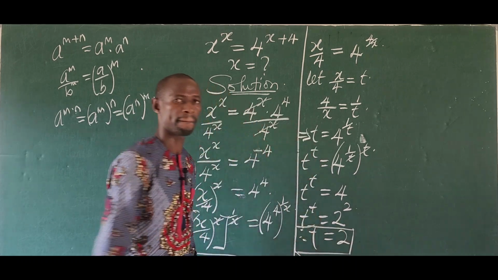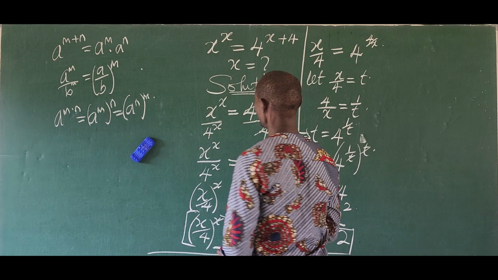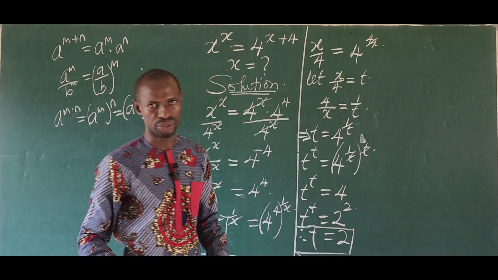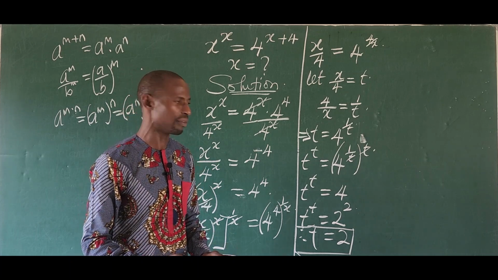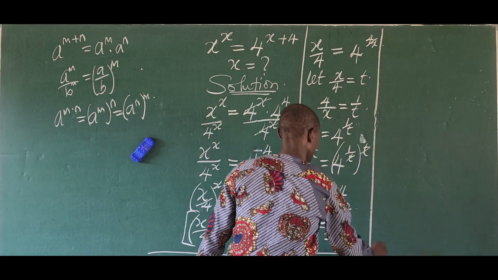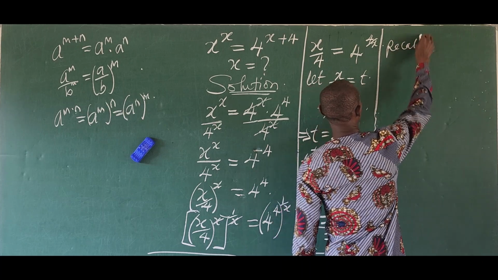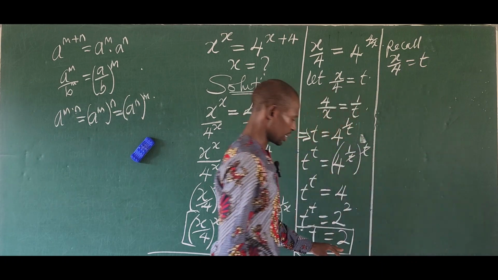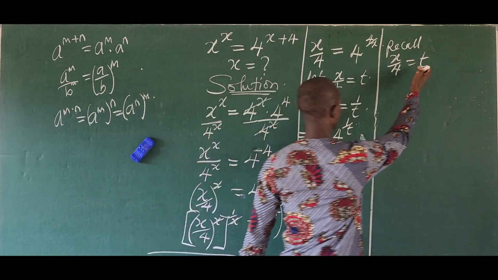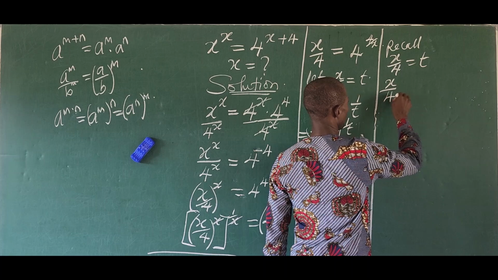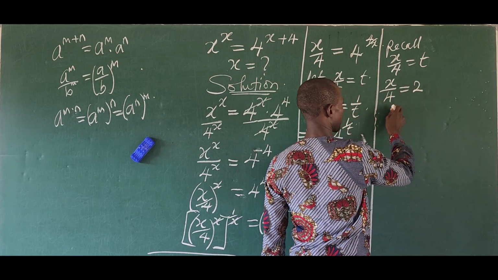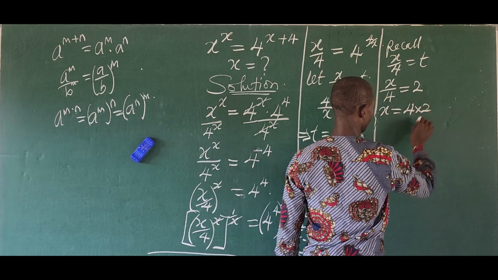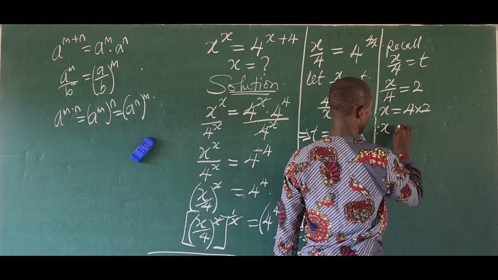Now let's keep this value here. We do not have t in the initial equation, so we go to where we said let x all over 4 be equal to t, so that we can get the actual value of x. So from here we can now say, recall that x all over 4 is equal to t. So what is our t? Our t is 2. So we put 2 in place of t. So this is going to give us x all over 4 is equal to 2. When you cross multiply, this is going to give us x is equal to 4 times 2. So we have, therefore, x is equal to 8.